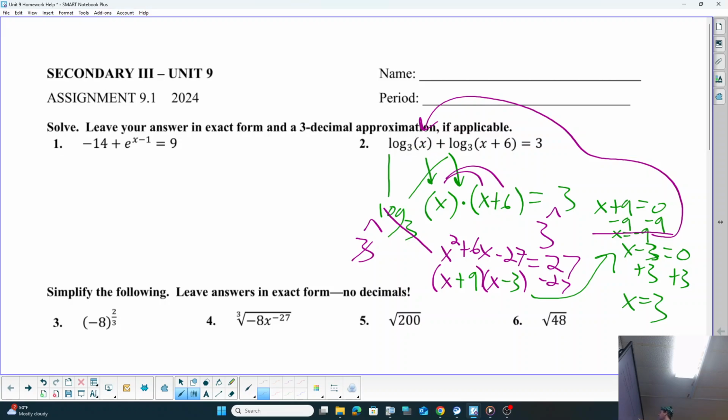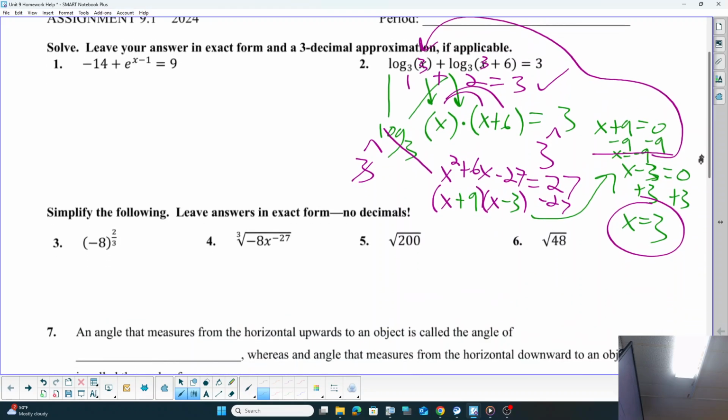But if you plug a 3 in, it does, because 3 to the first power is 3. And 3 to the 9th power, how does 3 become a 9? Square it. 3 squared is 9. And 1 plus 2 is 3, so it works. Plug it back in and it works. So x equals 3 is our answer.